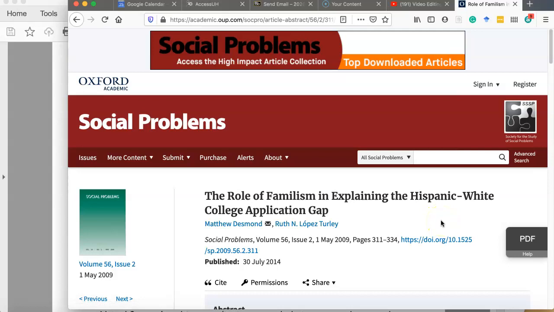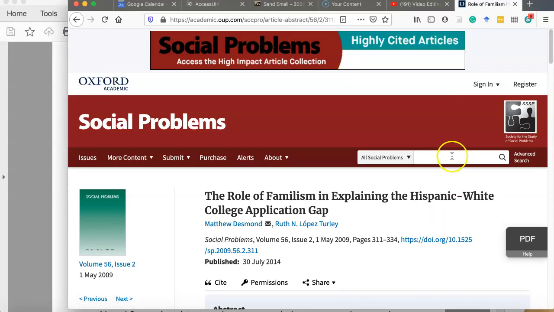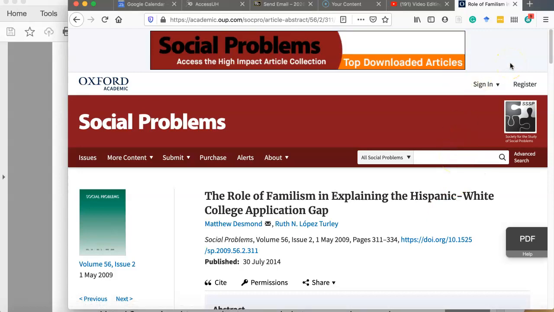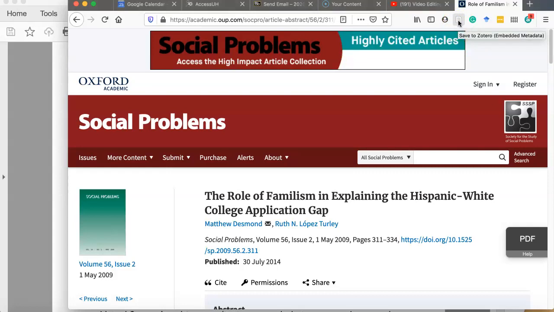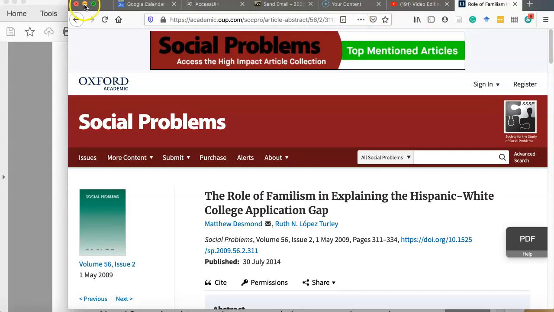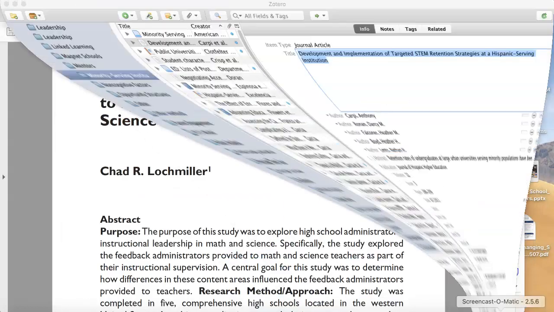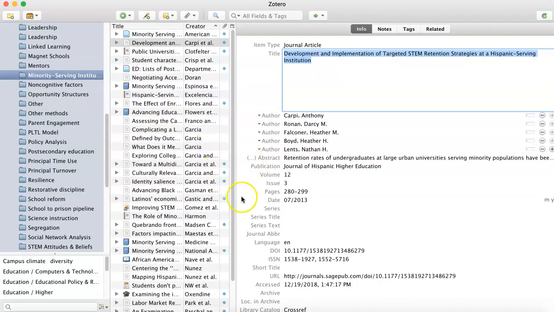What I can do, instead of typing in all of this information manually, is this: when you download Zotero, install the plug-in. This is the plugin right here. And all I have to do is click on this, and it'll take a second, but it will save the article and all of its information automatically to Zotero, which is just a huge time saver.